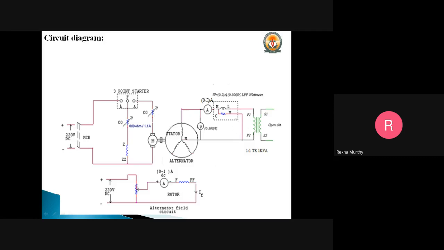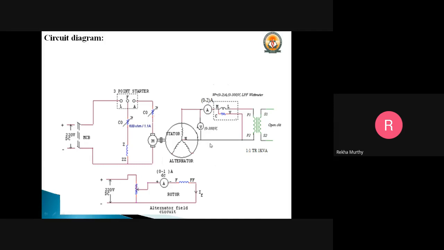Now, as in the transformer OC test, we connect one wattmeter, voltmeter, and ammeter. Similarly we are going to connect it. In the first experiment we had an auto transformer, now it is an alternator, and the AC supply will be generated from this. Obviously the ammeter we use will be 0 to 2 amperes, because the no load current value will be very less. And the voltmeter will be connected across the stator.